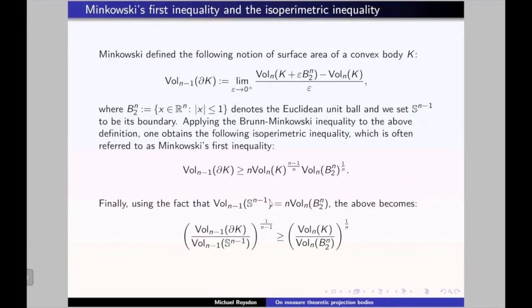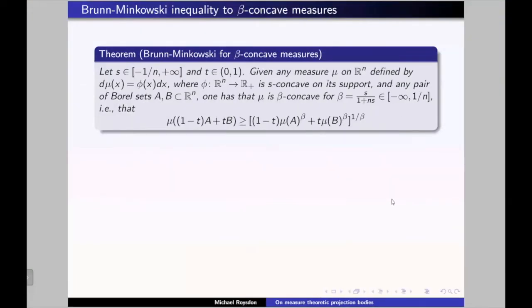So the surface area of the Euclidean ball is just n times its volume. You plug it in here, and you obtain the isoperimetric inequality, which asserts that the volume ratio of the boundary of K over the boundary of the Euclidean ball, to the 1/n, always exceeds the volume ratio of the volume of K and the volume of the Euclidean ball. So this is very, very nice.